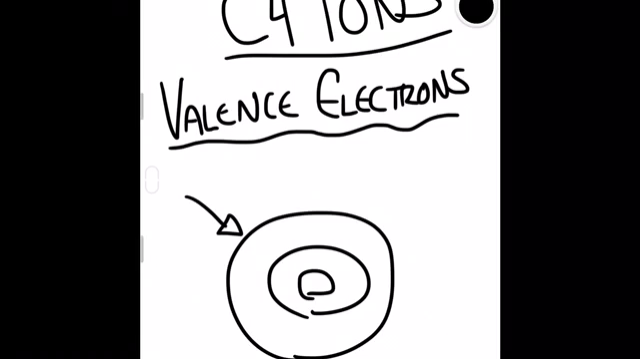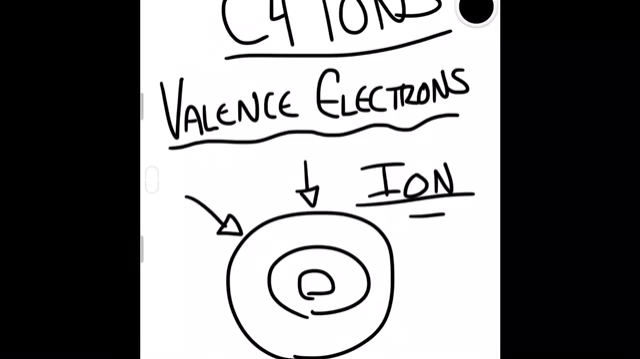Depending on the number of valence electrons, sometimes these atoms like to gain or lose electrons, and that leads to what we call an ion. In this video, we're just going to talk about the valence electrons. I'll make another video that talks about what happens when they gain or lose them and become ions.